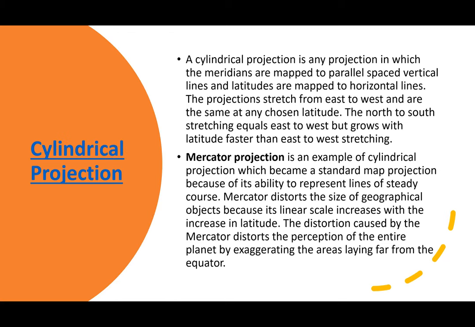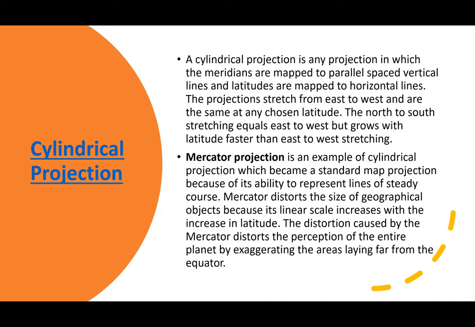We have cylindrical projection, and that is any projection in which the meridians are mapped to parallel spaced vertical lines and latitudes are mapped to horizontal lines. The projections stretch from east to west and are the same at any chosen latitude. And the north to south stretching equals east to west, but grows with latitude faster than east to west stretching.